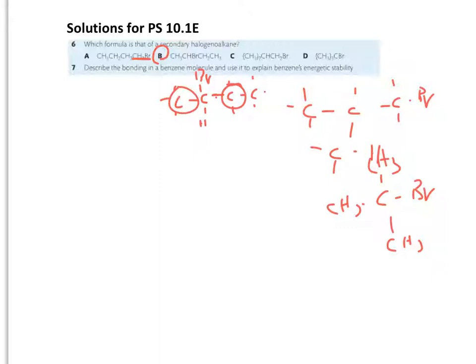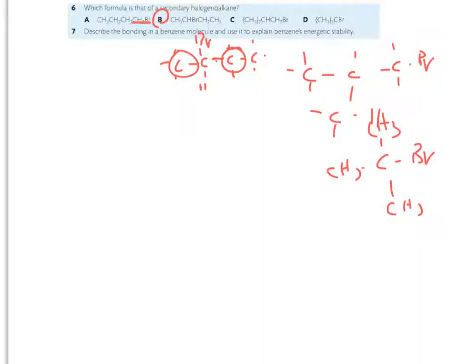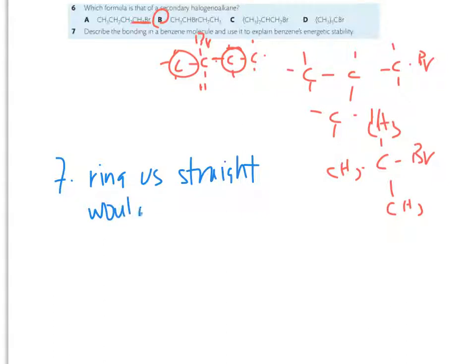And then number 7, it says, describe the bonding in benzene and use it to explain benzene's energetic stability. So benzene is an unusually stable molecule, which is one of the reasons they realized it must be a ring chain instead of a straight chain. So ring versus straight would be more stable, which is the same as saying less reactive.